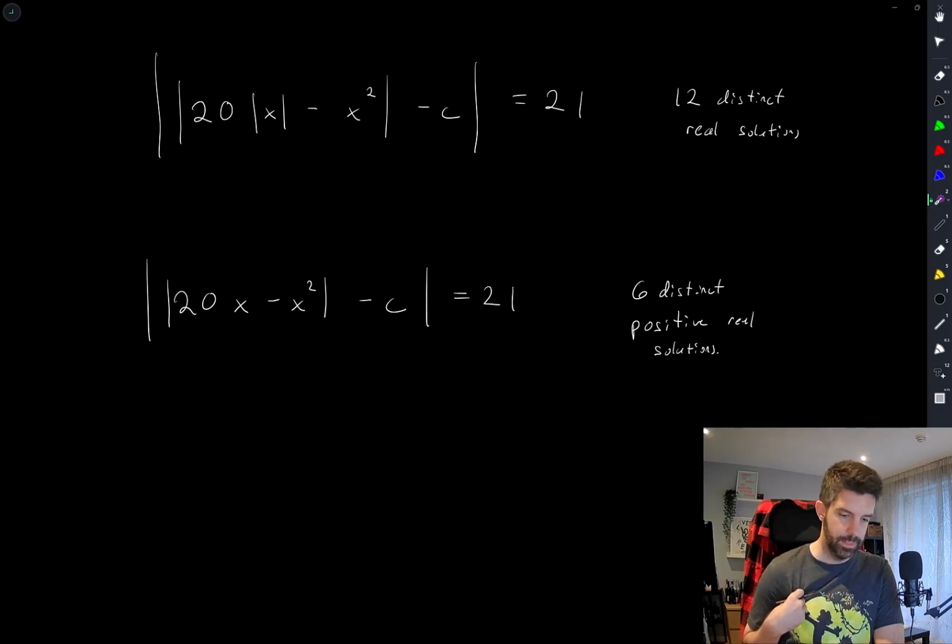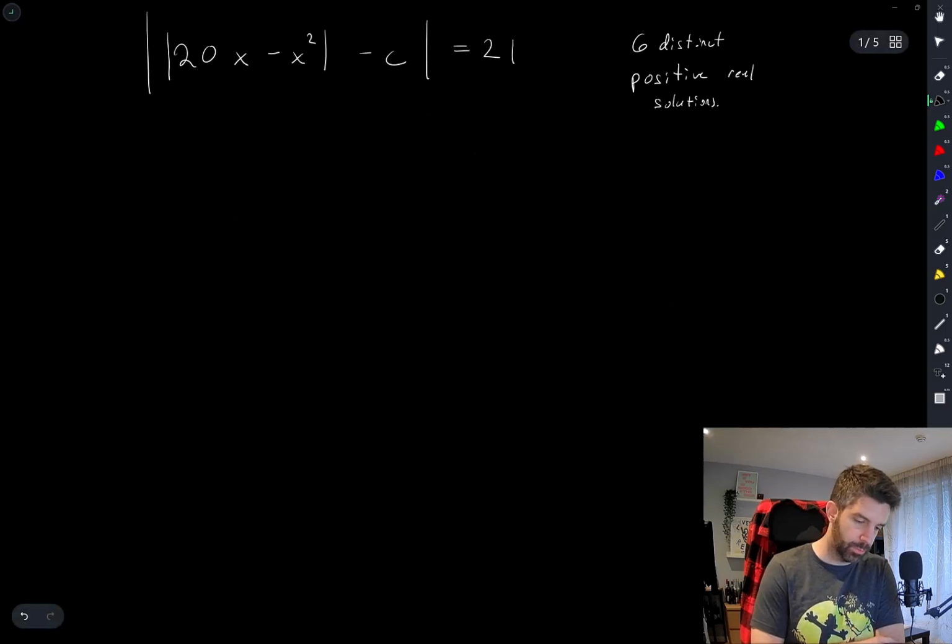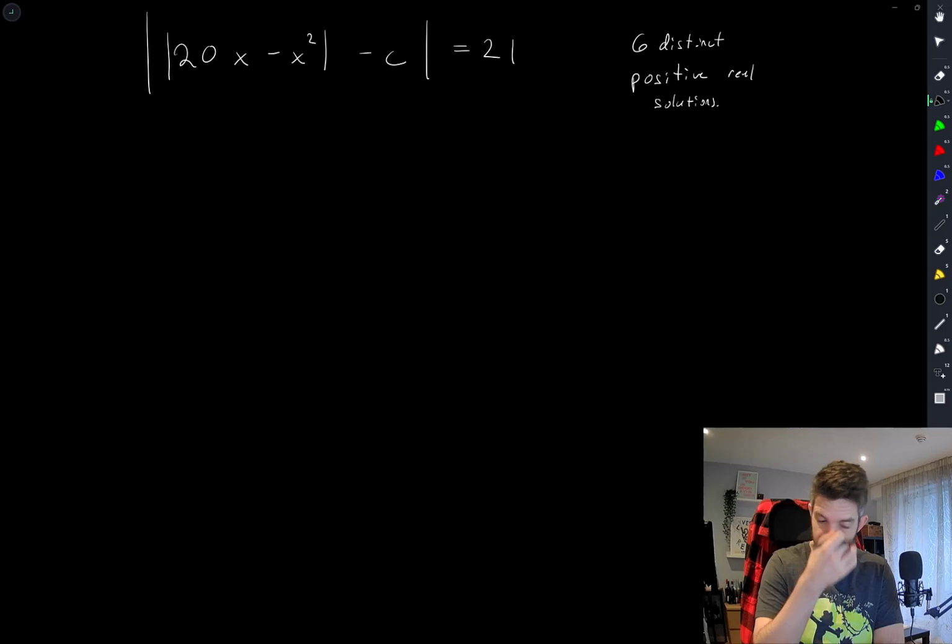What about x equals 0? When would x equal 0 be a solution? We would need c to be equal to plus or minus 21. But if 0 is a solution, maybe there will be other solutions, but they will still come in pairs. Okay, so we're only looking for positive solutions of this.